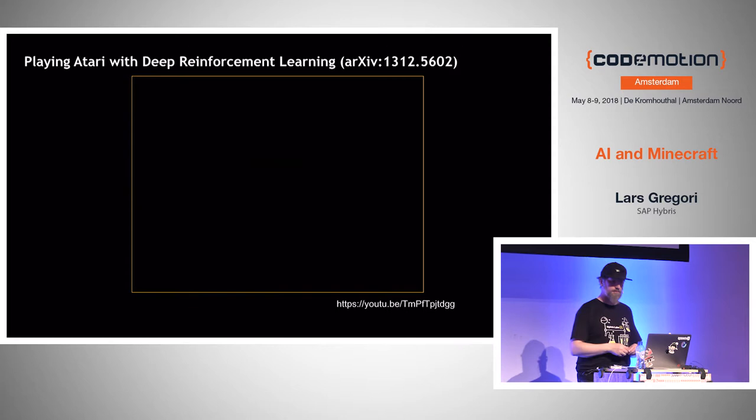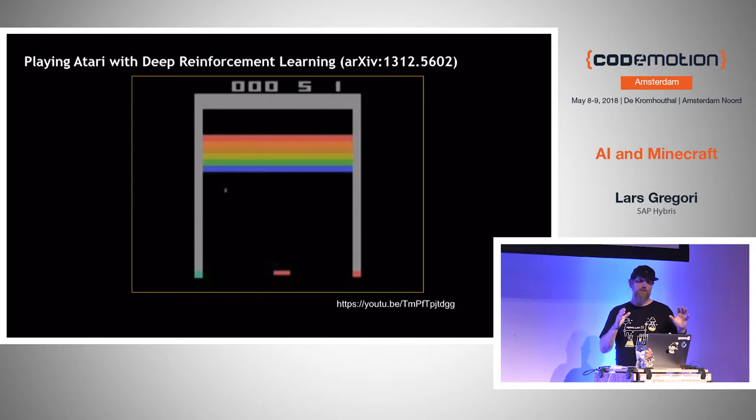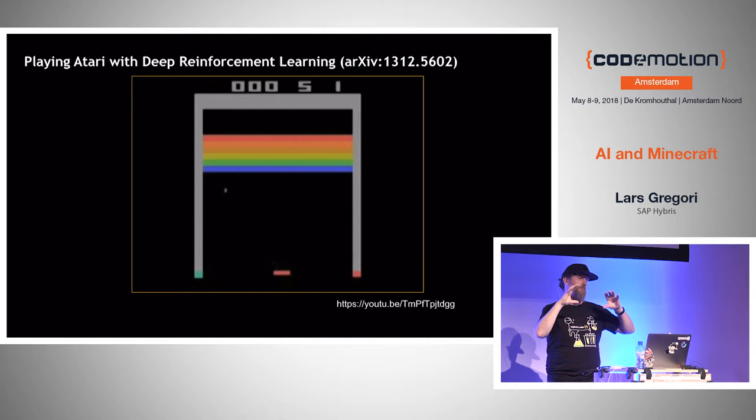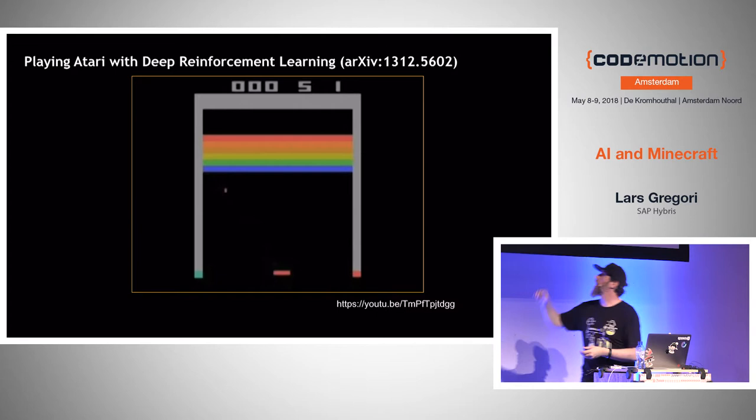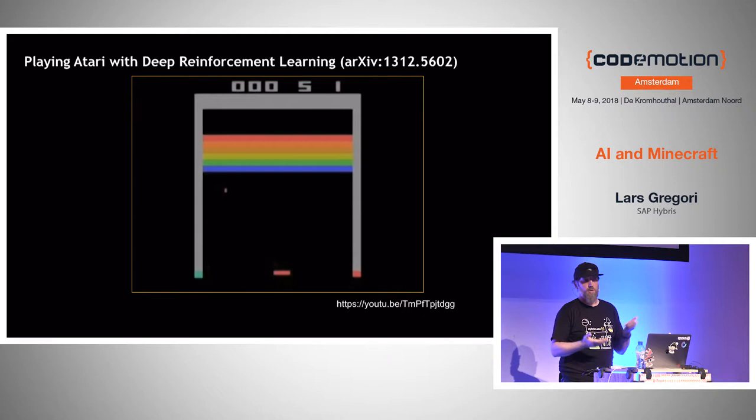But one thing is, why they are using the images for this is to know where the blocks are and also the movement of the ball. So at this picture, you don't know if the ball is moving up or down. Therefore, they take two pictures, one before, one now, and subtract this. And then they get the movement out of the ball.